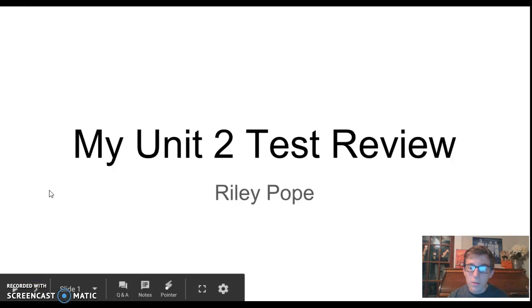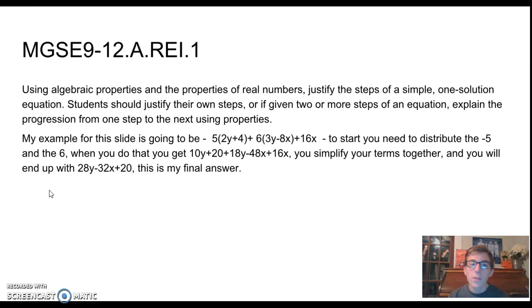This is my Unit 2 test review. This is the first standard. The first paragraph of each slide is the standard's definition.